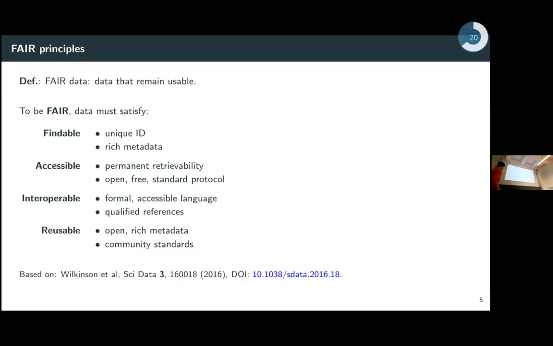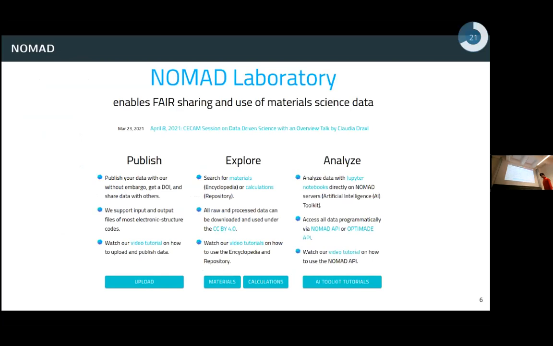You can read in much more detail elsewhere, for instance, in this paper. That's where I based this slide. So that's FAIR data. Data that you can use, that you are really careful to try to make usable in the long term. Which brings us to NOMAD.